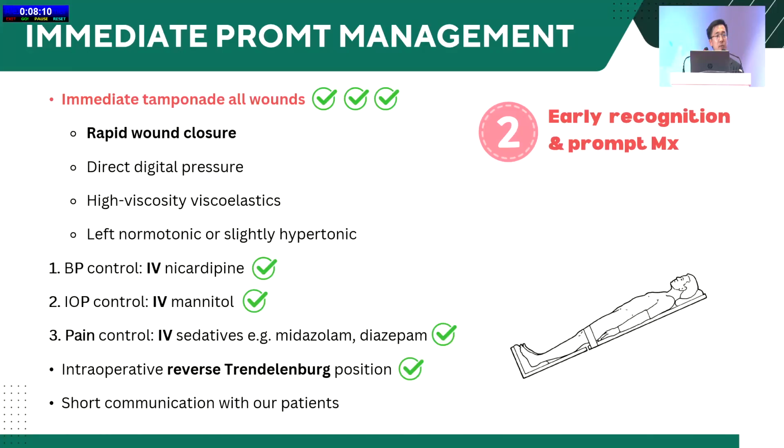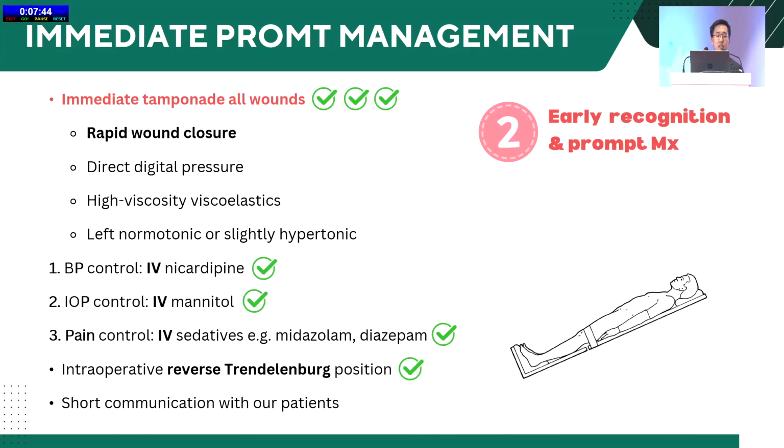What we can do is not to panic at first. We need to immediately tamponade all wounds and close them rapidly. If the nurse hasn't brought out the needle or the stitches, you can just use your finger to create direct digital pressure, or you can inject a high viscosity viscoelastic to tamponade the vitreous.